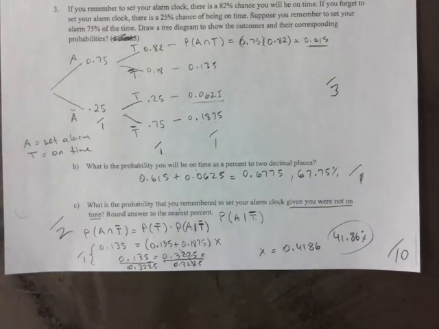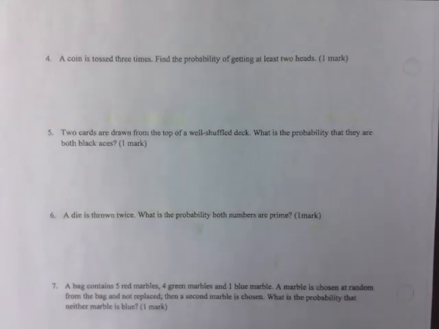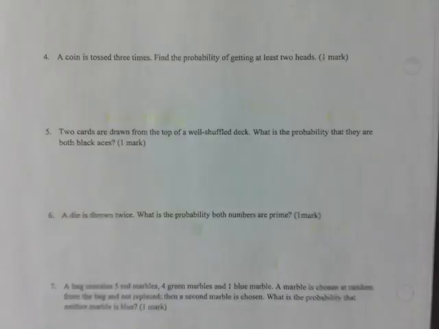Remember, ACs are there for you to learn. Overall, if you don't do so well, as long as you're learning from it, it's still going to help you in the long run. That's what we're after. Here we go. The coin is tossed 3 times. Find the probability of getting at least 2 heads.